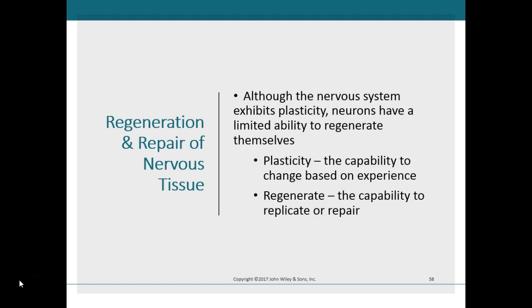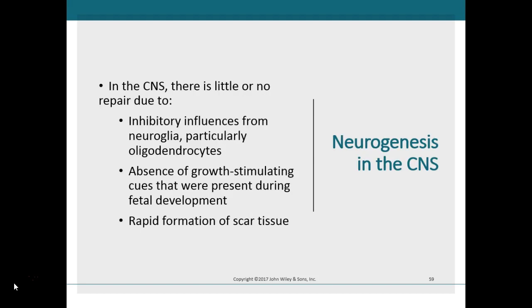In the peripheral nervous system, damage to dendrites and myelinated axons may be repaired if the cell body remains intact and the Schwann cells that produce the myelin are still active. However, in the central nervous system, little or no repair of damage to the neurons occurs. Even if the cell body remains intact, a severed axon usually cannot be repaired or regrown. In the central nervous system, neurogenesis, or the creation of new nerve cells, is almost completely absent.